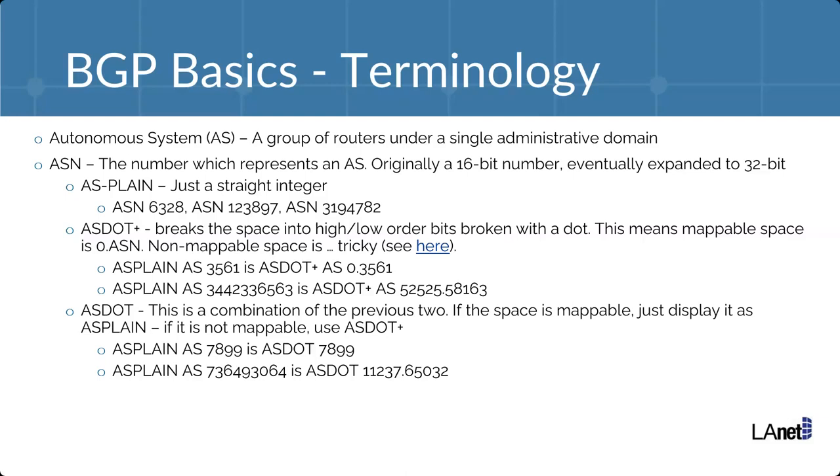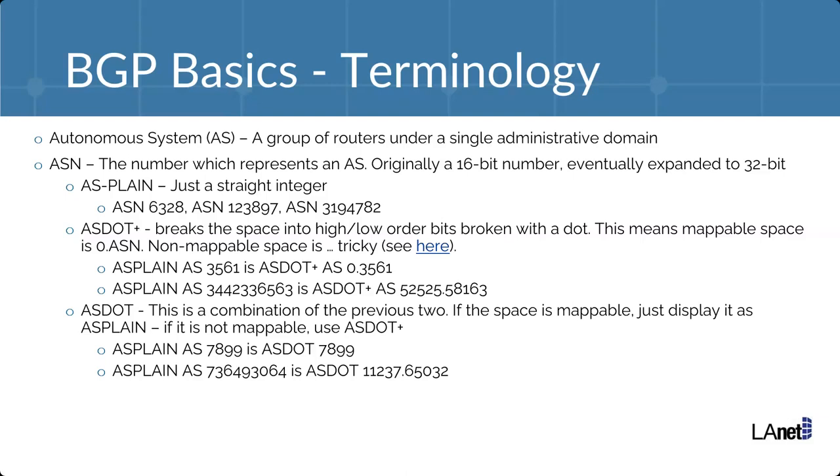And I'm not going to go through all this in depth, but I just want you to be aware because you can see ASNs in different formats. The two most common formats are AS plain, which is just an integer, right? So 6328 or 123.897 or something like that, right? That's AS plain. The other one that you see most commonly would be AS dot.